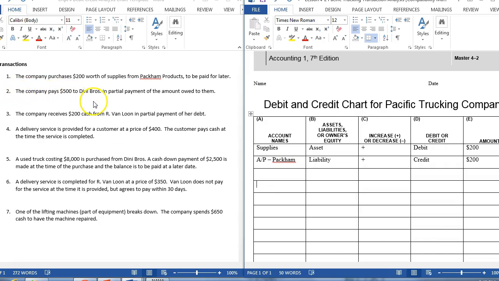So the company pays $500 to Dini Brothers in partial payment of the amount owed to them. The company receives $200 cash from R. Van Loon in partial payment of her debt. So what accounts are affected with this transaction?